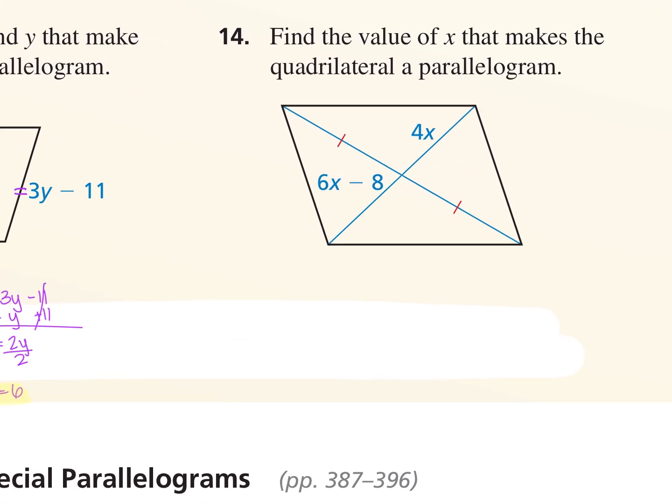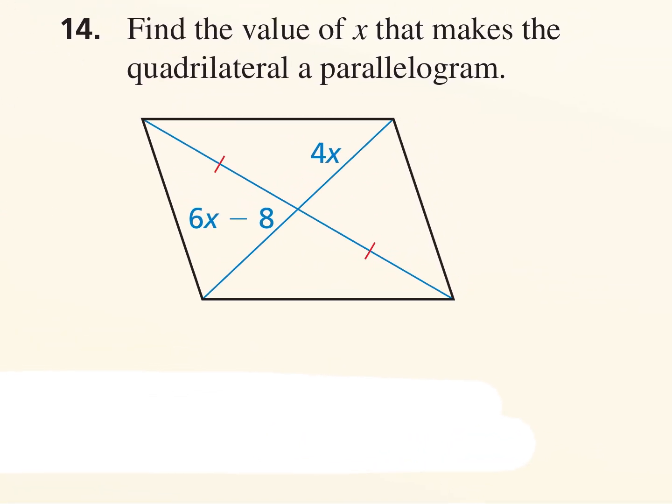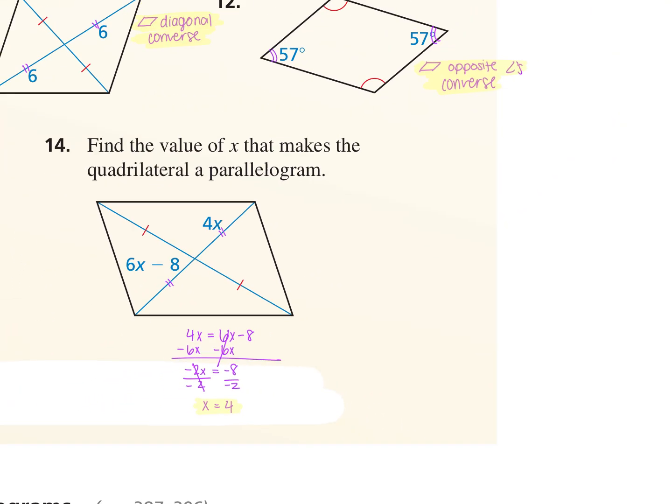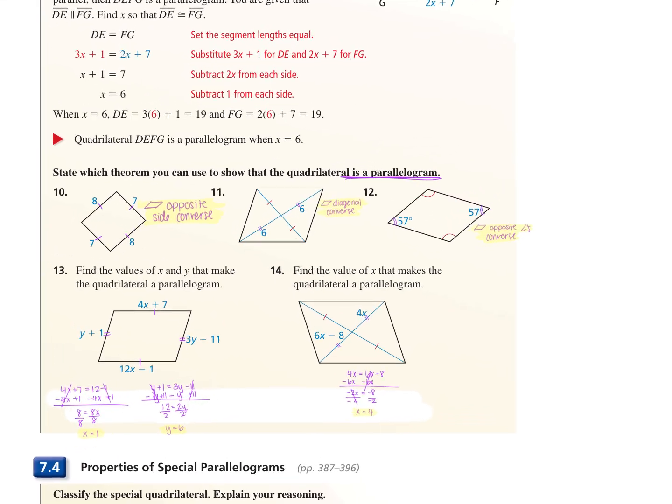Looking at the next one, 14. Again, find the value of x that makes the quadrilateral a parallelogram. We know that our diagonals bisect each other, so these are going to be congruent. So I'm going to have 4x equals 6x minus 8. Subtract 6x. I'm going to get negative 2x equals negative 8. Divide by negative 2. Don't forget the sign. And x is going to equal 4. And that's my answer for x. Okay, and I believe that's it for 7-3.